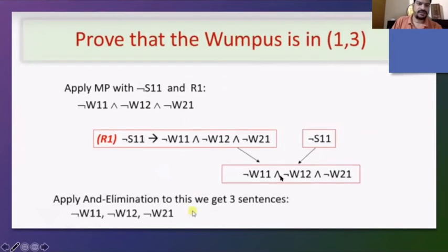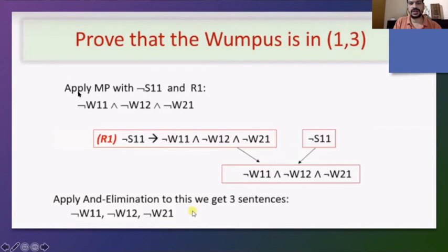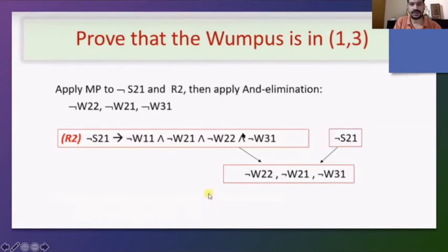Next, we'll apply the AND elimination. What is the meaning of AND elimination? It means that if you have AND in between, that AND will be eliminated, so you will get separate clauses: negation of W11, negation of W12, and negation of W21. Now next we'll again apply modus ponens to R2 with negation of S21, and then AND elimination. The same thing we'll do here, and we'll get the result in this form: negation of W21, negation of W22, negation of W31.